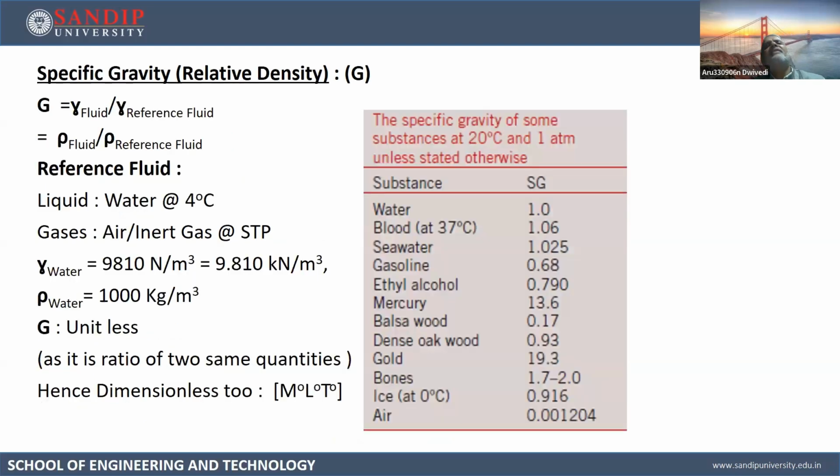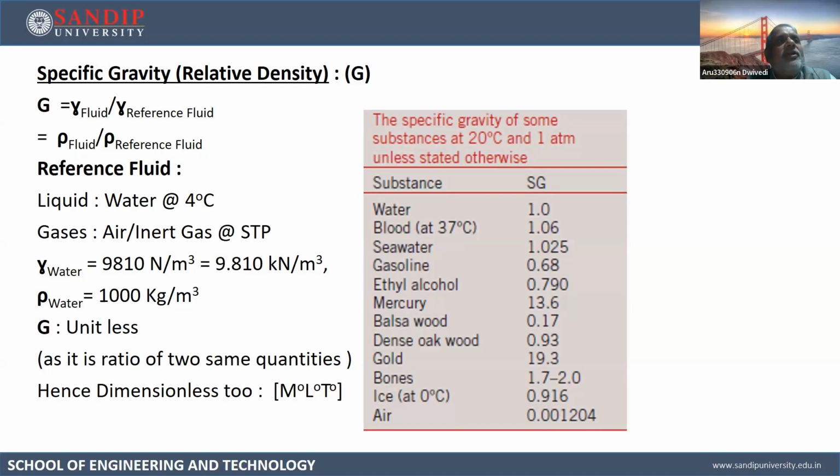Now, specific gravity, you all are aware, is a comparison of the gamma or rho of the fluid with the reference fluid. Never say that it is the gamma or rho of the fluid to gamma or rho of water. No, it is gamma or rho of a reference fluid. Reference fluid in case of a liquid is pure water at 4 degrees Celsius, and in case of gases, it is air or an inert gas at STP. STP means standard temperature and pressure.